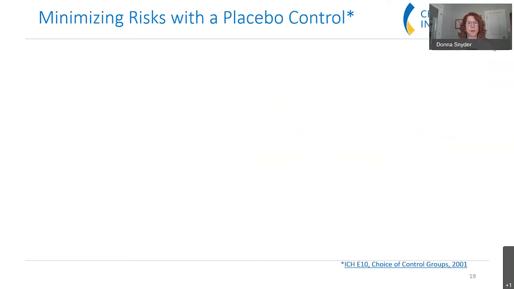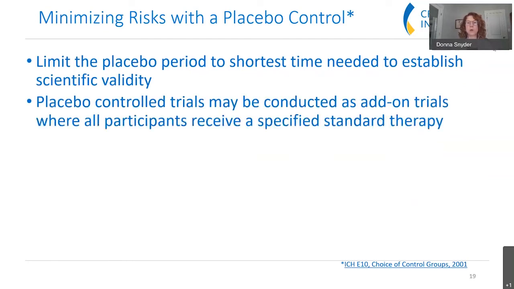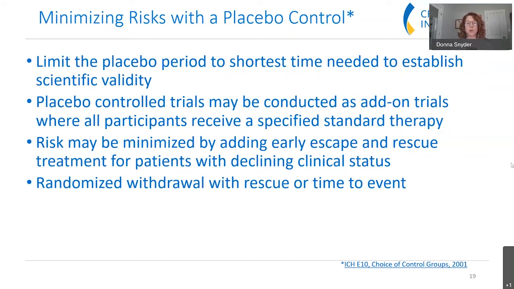So how can we minimize risk with the placebo control? We want to limit the placebo period to the shortest time needed to establish scientific validity. Placebo controls may be conducted as add-on trials where all participants receive a specific standard of care, and that can be very important so that they're not denied therapy. Risk may be minimized by adding early escape and rescue treatment for patients with declining clinical status. And we can also consider randomized withdrawal study designs with rescue or time to event.